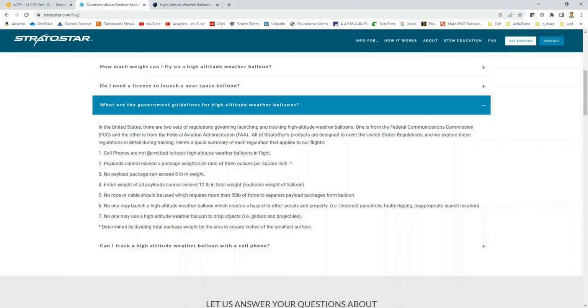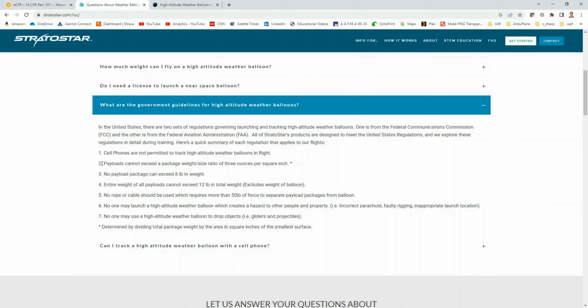So this first item here is definitely an FCC rule, right? Everyone's been on an airplane before. You know that you need to turn off your cellular devices when you're in the air. So you can't just simply throw a cell phone in your payload box and use that to track your balloon. So this is what drove the design of our tracking systems. You'll notice that we don't have any cellular devices on board.